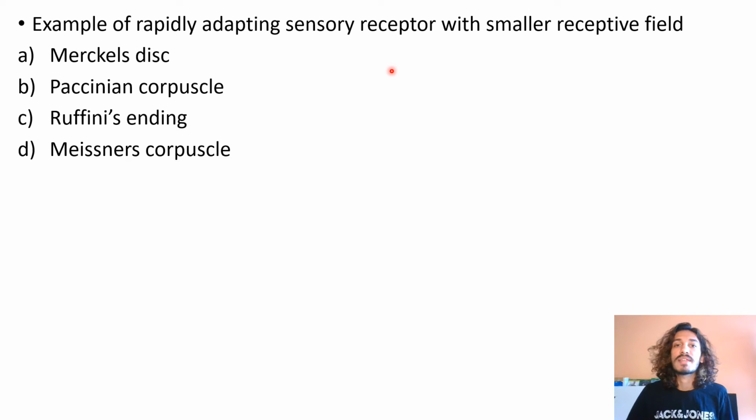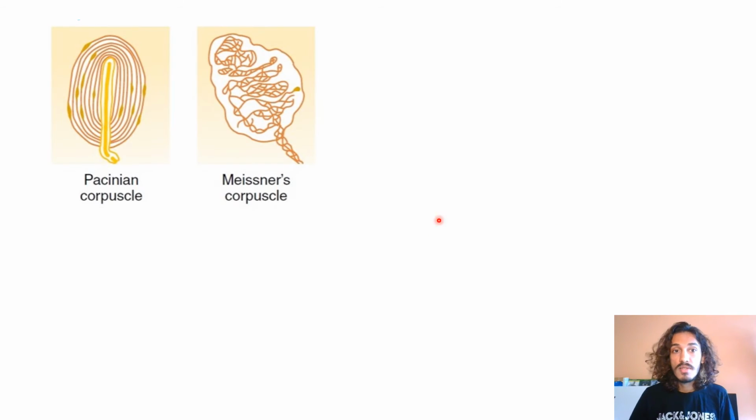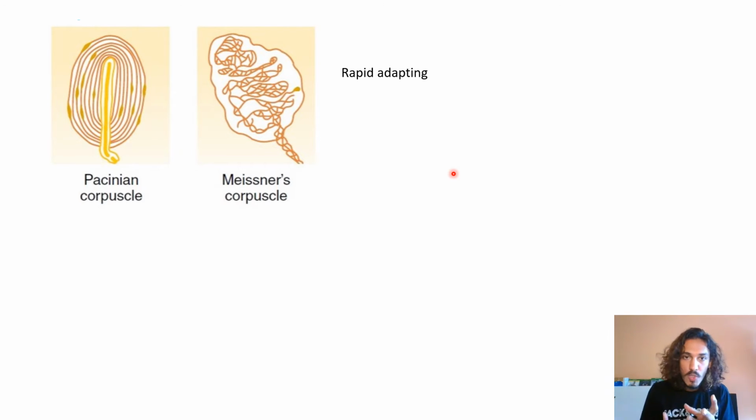Example of rapidly adapting sensory receptor with smaller receptive field. So the answer here is your Meissner's corpuscle. Let's just try to discuss this. When we talk about corpuscles, corpuscles basically are covered with fluid inside and a nerve terminal inside. These corpuscles are rapidly adapting. So sudden changes which are there, they detect it and then they adapt to it so that again small changes can be detected. This is basically based on the fluid that is displaced.